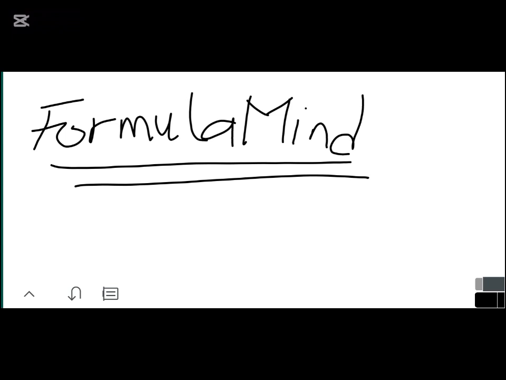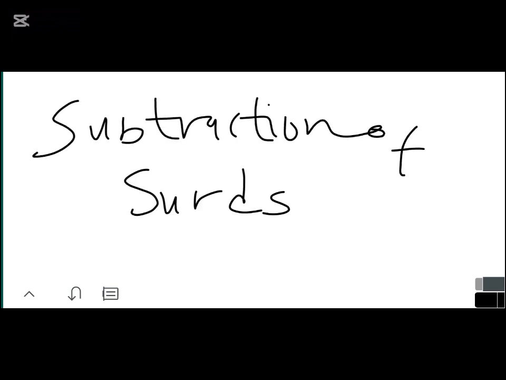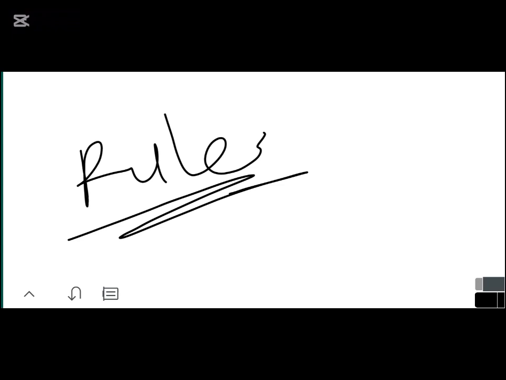So today we continue with sets, and today we are looking at subtraction of sets. How we are going to subtract sets. This is our topic for today. As I always say, in mathematics, there is always a rule to obey. For us to subtract sets, there's a simple rule for us to obey.